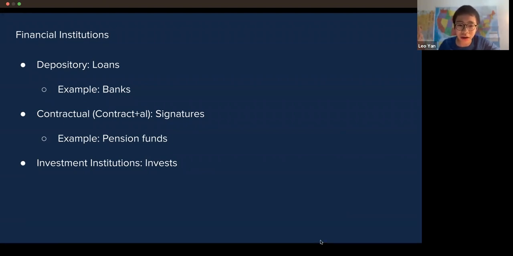So as you can see here, an example would be a pension fund, but there are also other funds such as insurance companies. These would all be contractual institutions because you're all signing something that enters you into an agreement with them.